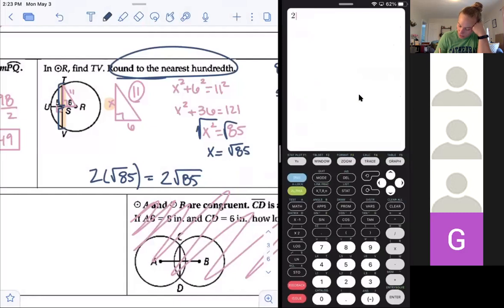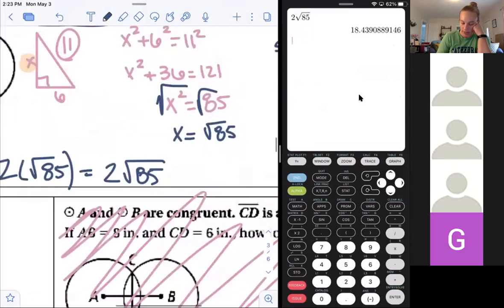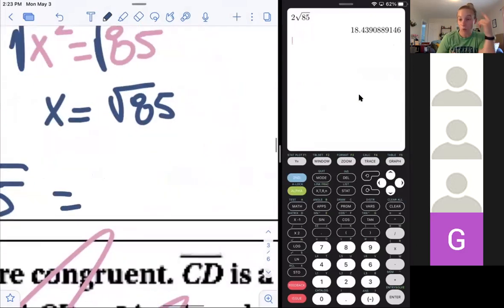So I do 2 root, oh, that's the wrong button. 2 root 85, and then I press enter. And I get 18.4390889, blah, blah, blah. It says round to the nearest 100th, which is 2 places after the decimal. So I better round that 3 up to a 4. And my answer, my best answer, because it says round to the nearest 100th, is 18.44.